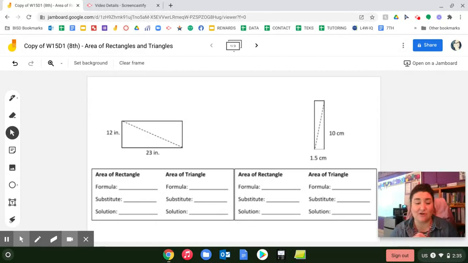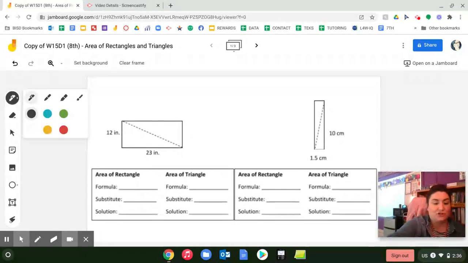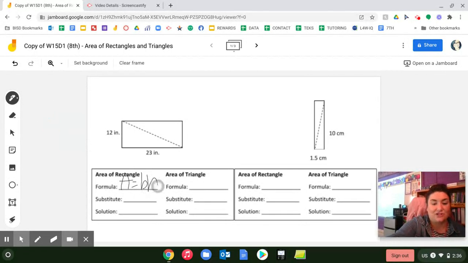Today, we're going to focus on rectangles and triangles. The reason I put these together is because they are related, and I'm going to see if you can figure out how they're related, how they compare to each other. So on our formula chart, we find that the area of a rectangle formula is A equals BH. That means base times height. The area of a triangle is A equals 1/2 base times height.